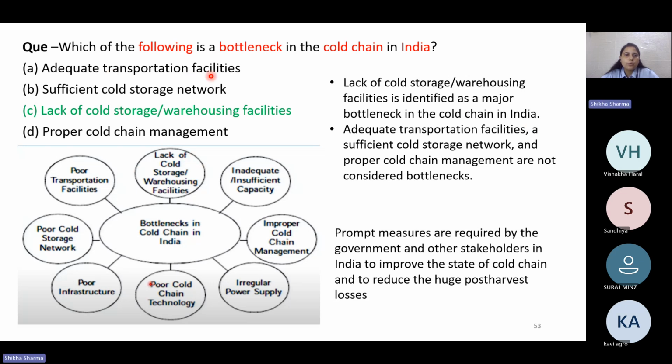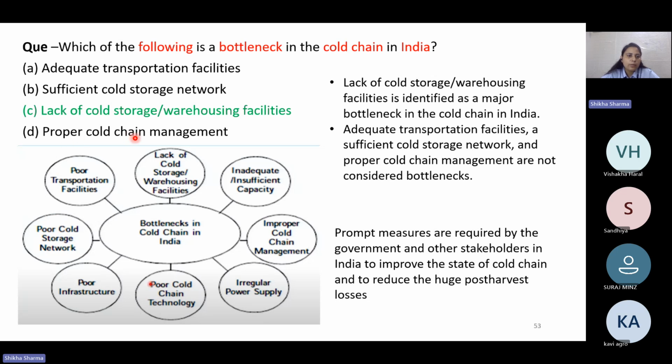So adequate transportation facilities: this is basically not a bottleneck, because we have poor transportation facilities, but it is saying adequate transportation facilities, so it is incorrect. And then sufficient cold storage network, but here there is a poor cold storage network, so it is also incorrect.